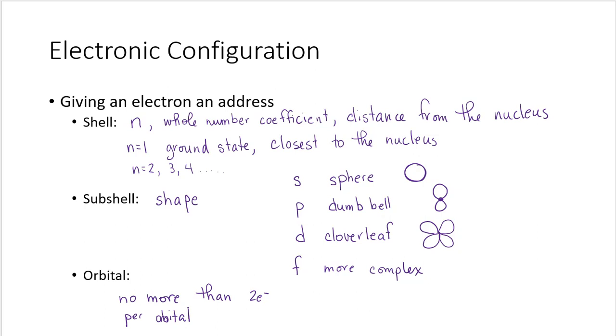Okay, so we have the shell, whole number n equals 1, 2, 3. The subshell is the shape: S is a sphere, P is a dumbbell, D is a cloverleaf, F is complex. And then the orbital is really the location in which it lives, kind of like the room in the house where the electron lives. You can't have more than 2 electrons per orbital.